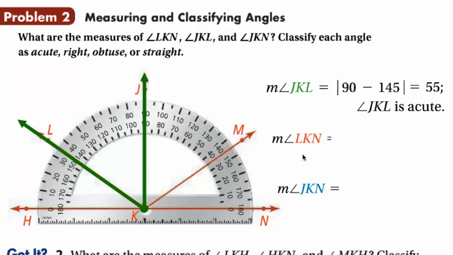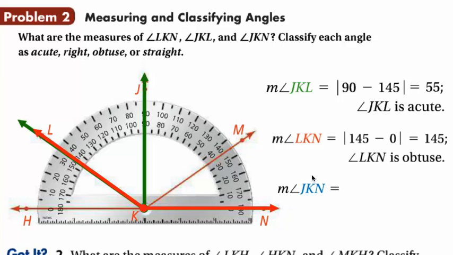How about the measure of angle LKN? LKN, that's the one in red, and LKN works out to be 145. So they're using the inside scale again. 145 here, 0 here. So that's obtuse. And JKN, that's the blue angle. JKN is 90 minus 0, or 90, and that's a right angle.